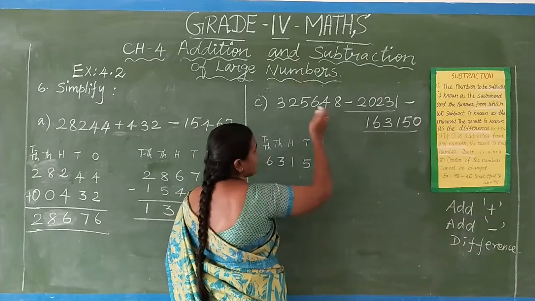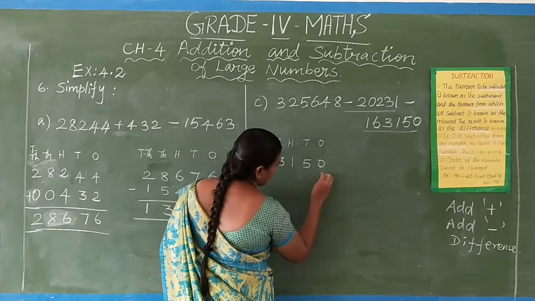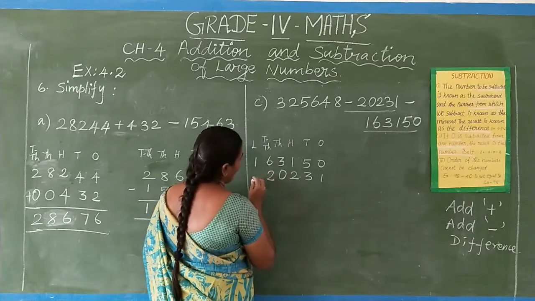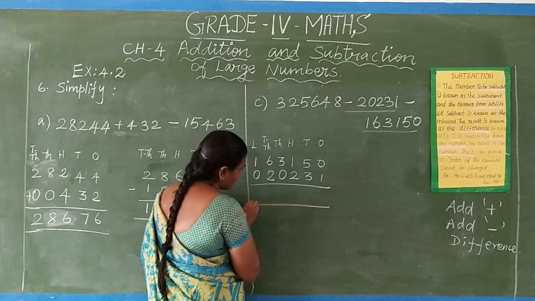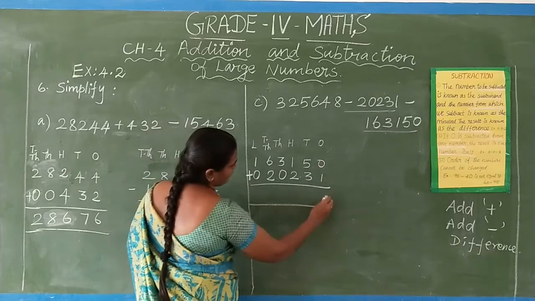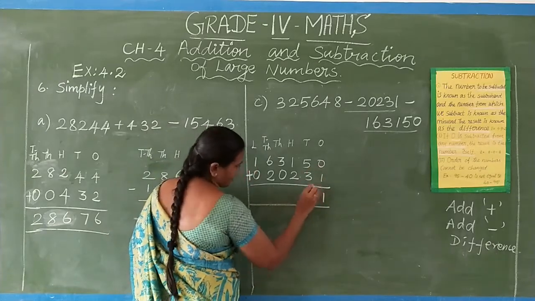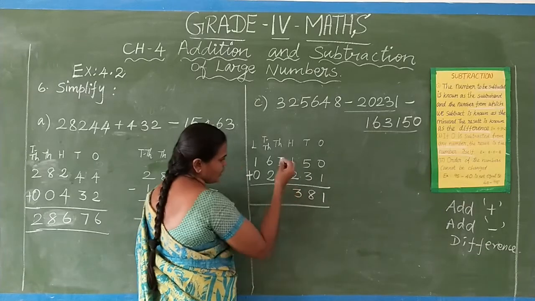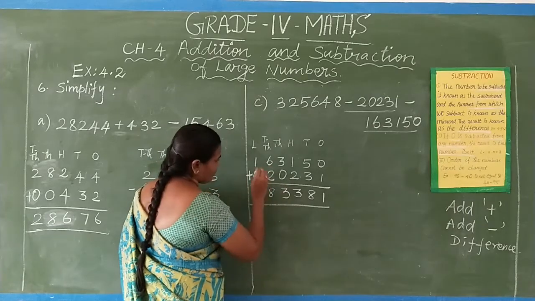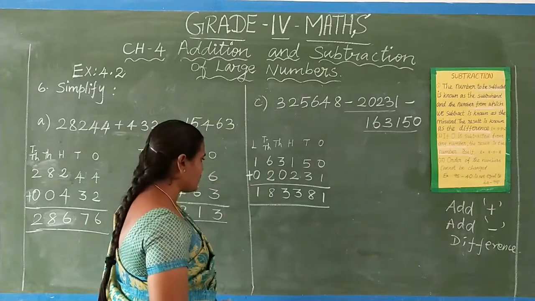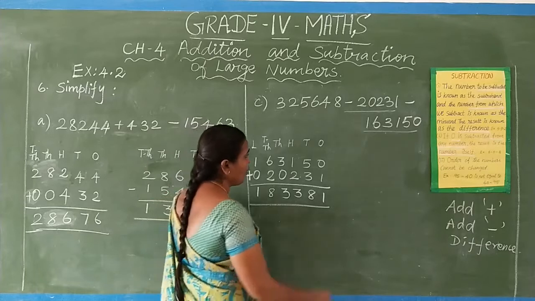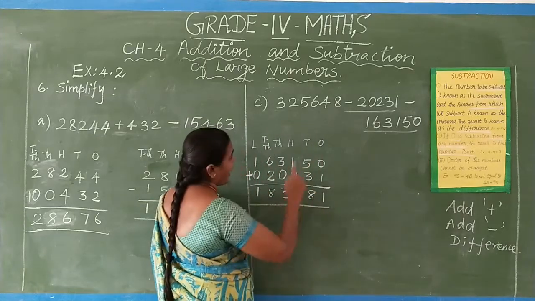Find the difference of the result and this number. So the second one is 1, 3, 2, 0, 2, no last column, right? 0. Now you add these two numbers. 0 plus 1, 1. 5 plus 3, 8. 1 plus 2, 3. 3 plus 0, 3. 6 plus 2, 8. 1 plus 0, 1. So your answer is 1,83,381.